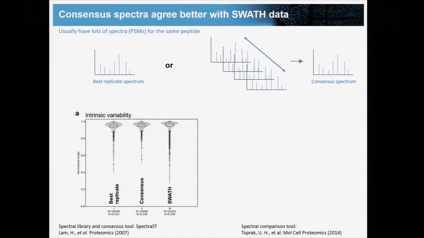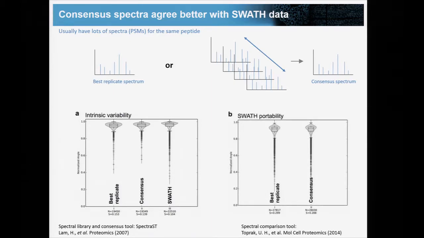You can see here that the difference between the best replicate and the consensus approach in this intrinsic variability, so how internally consistent the spectra are, is pretty similar. You can see there's a little bit of difference in the consensus spectrum. Again, SWATH is still the most internally consistent. And then we can also do the comparison from DDA to SWATH, whether the best replicate or the consensus agrees. And again, it's not a huge difference in this particular data set.